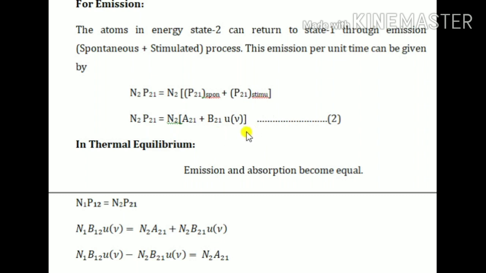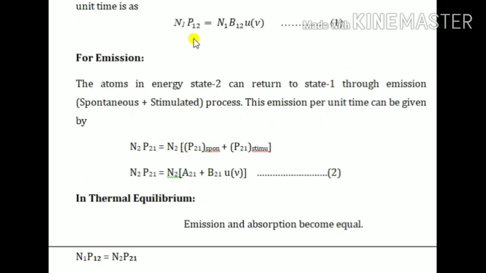We have discussed this in the previous lecture, and here this 21 indicates the transition of atoms from state 2 to state 1. A21 is known as the Einstein coefficient of spontaneous emission, and B21 is the Einstein coefficient of stimulated emission. In thermal equilibrium, the emission and absorption become equal. So, from equation 1 and equation 2, N1 P12 equal to N2 P21. Now we put the value of N1 P12 and N2 P21 from equation 1 and equation 2.